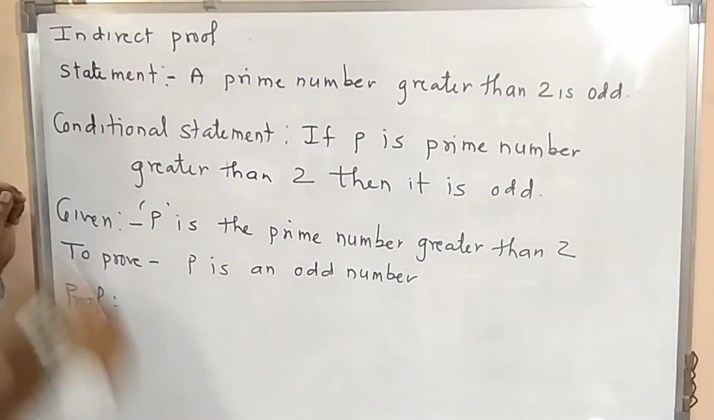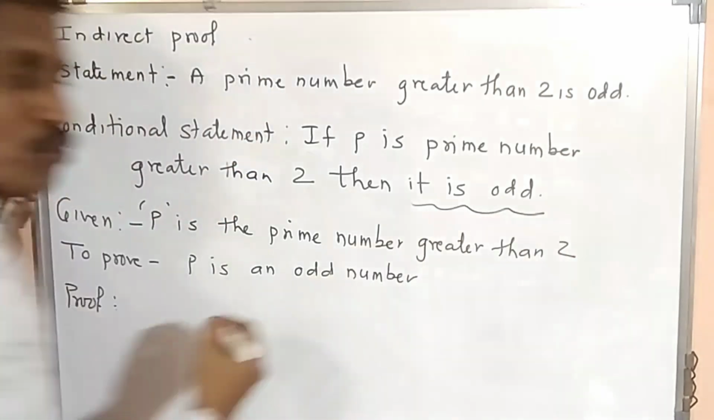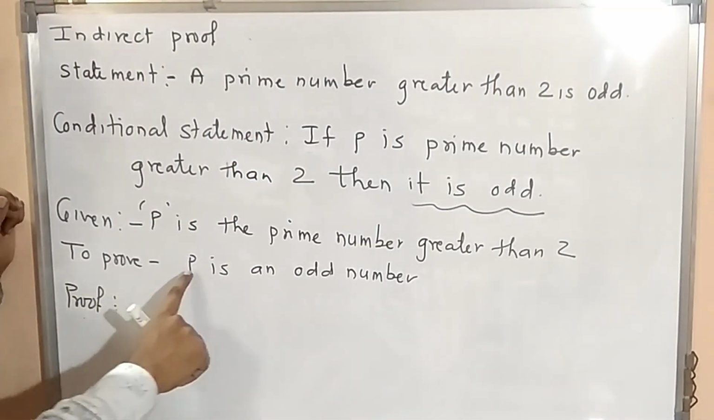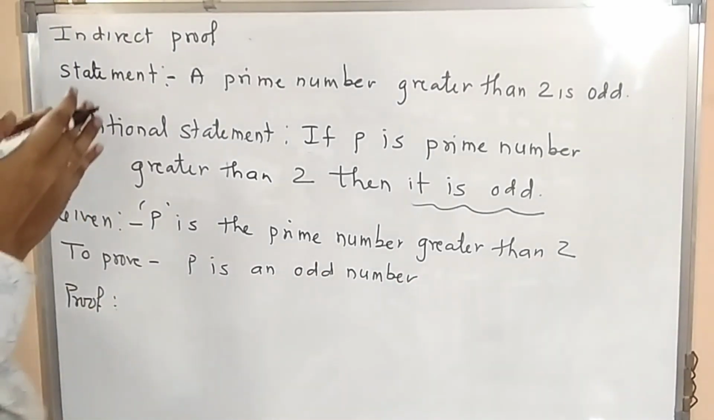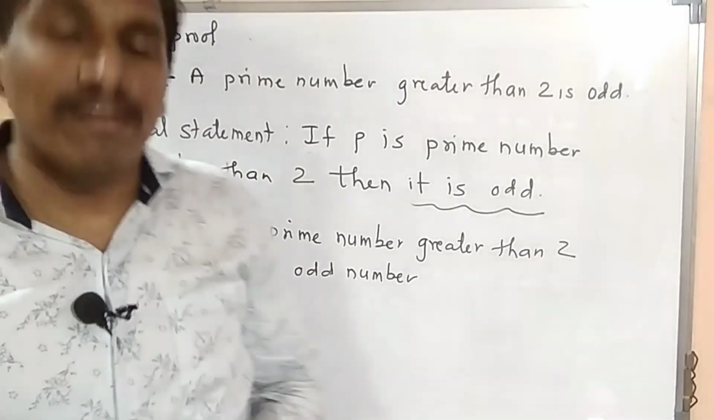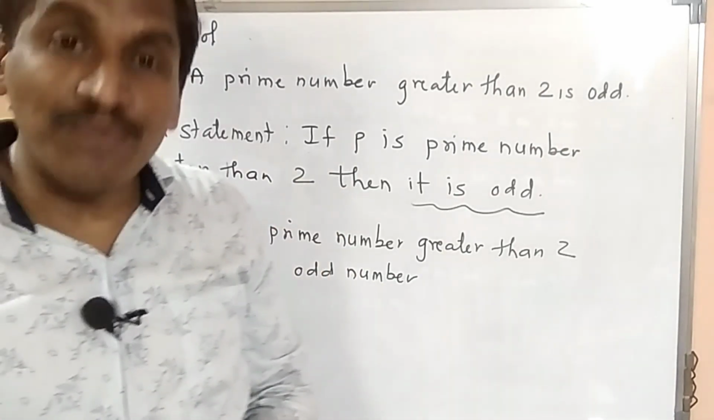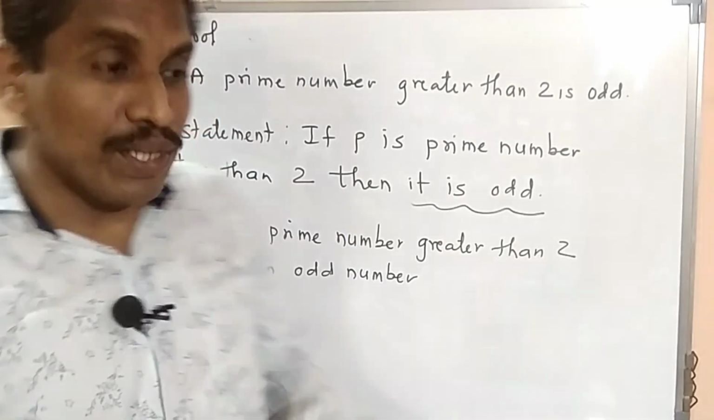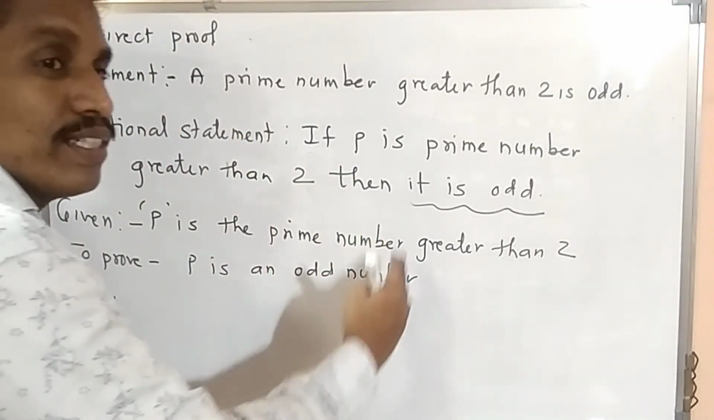What is the to prove part? It is the part of the statement after then. So the to prove part is P is an odd number. We will prove this by the indirect method. In the indirect method, first we assume that whatever we are asked to prove is not true.